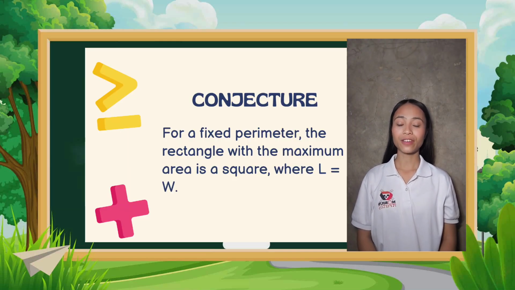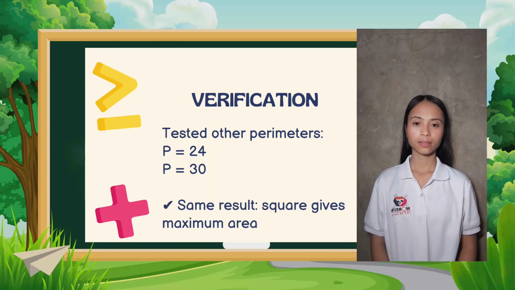Based on our observations, we formulate our conjecture. For any fixed perimeter, the rectangle that yields the maximum area is a square, where length is equal to width. Mathematically, this means that if we are given a constant P, the area A is maximized specifically when L and width are equal to P over 4.